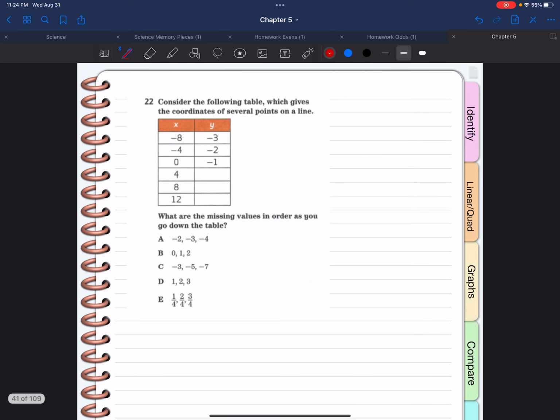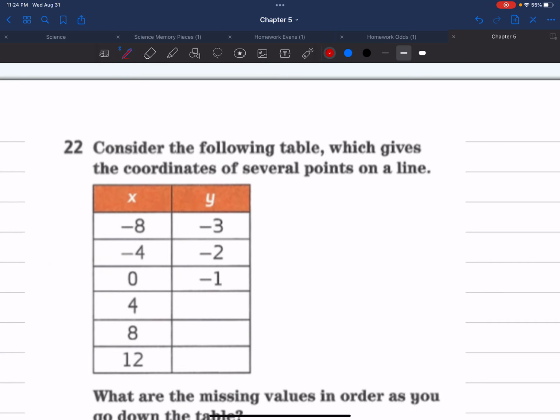Okay, one more and we will be finished with this page. Consider the following table, which gives the coordinates of several points on a line. What are the missing values in order as you go down the table? Well, in order to know that, we're going to have to find the slope. So let's start with 2 points that we know. You can pick any 2. I tend to just go with the first 2.